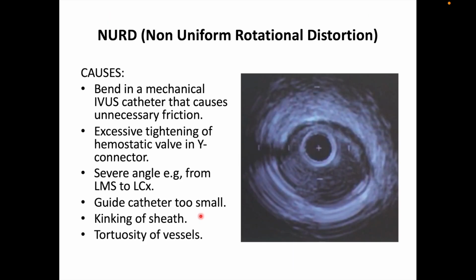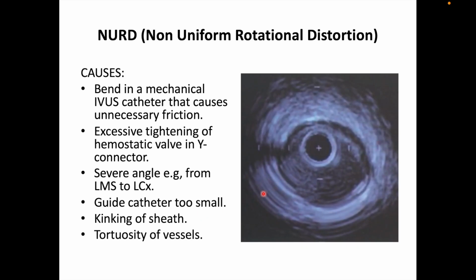Now what is NERD? NERD is non-uniform rotational distortion. This is something which is very evident from the name, and as I described earlier, happens only with rotational IVUS catheters. Why? Because it has a single transducer which has to rotate 360 degrees to form the image. When it's rotating, if at that time it gets pulled or pushed before it has completed the 360-degree circle, that image will be distorted, and that's called non-uniform rotational distortion.